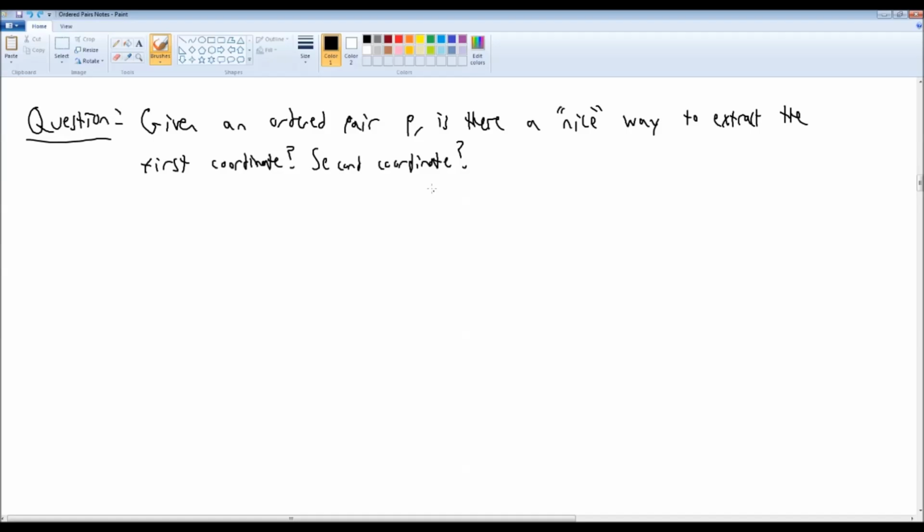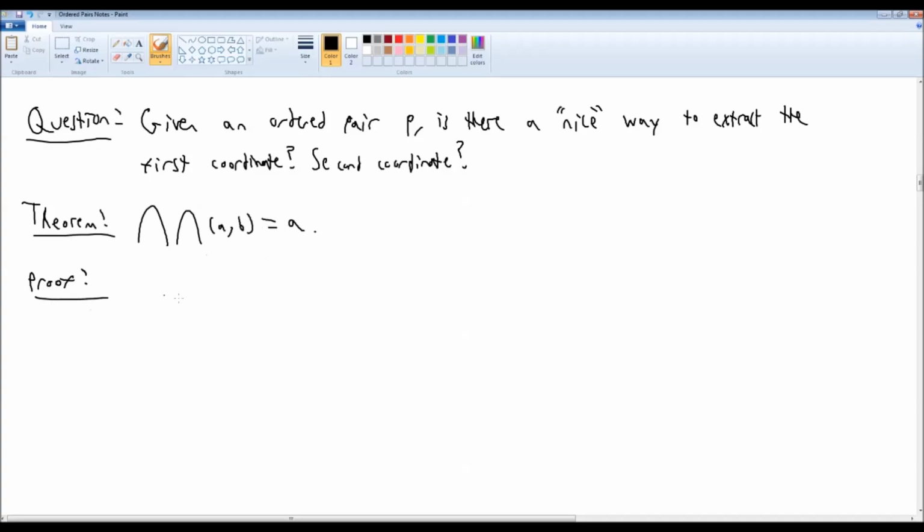Okay, now here's a question. Let's say we're given an ordered pair P, but we don't know what A and B are. Is there a nice formula that takes P as input and spits out the first coordinate as output? And what about the second coordinate? Is there a nice formula that if you plug in P, you get B as output? Well, it turns out that finding the first coordinate is pretty easy. All you have to do is take the arbitrary intersection of the arbitrary intersection of the ordered pair, and you'll just get the first coordinate.